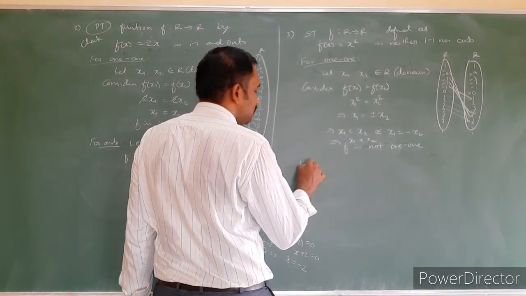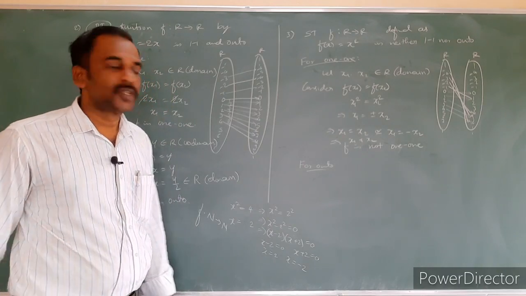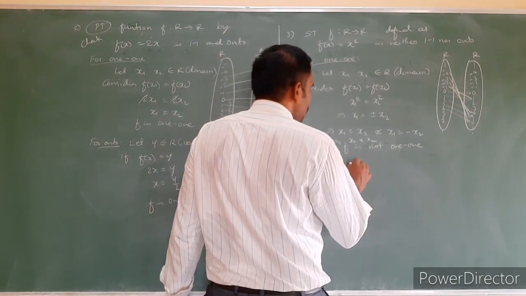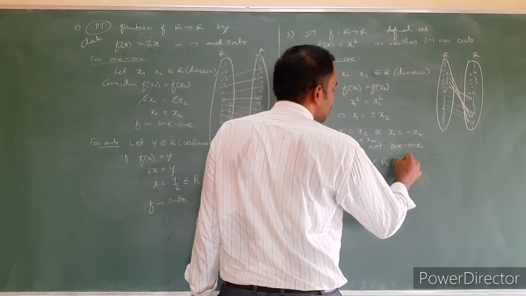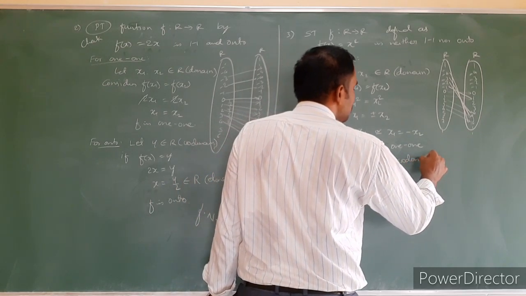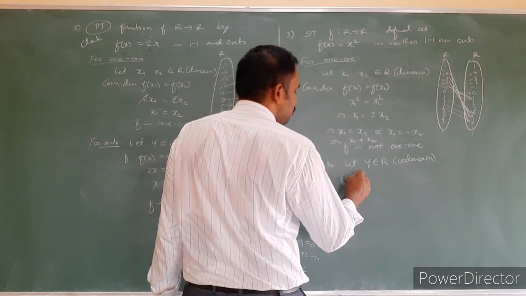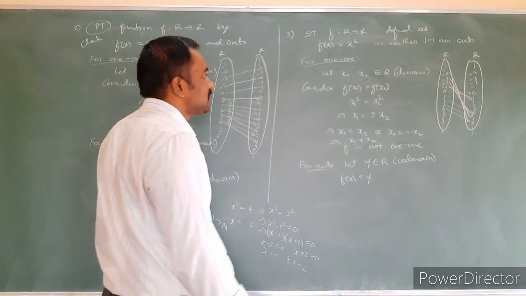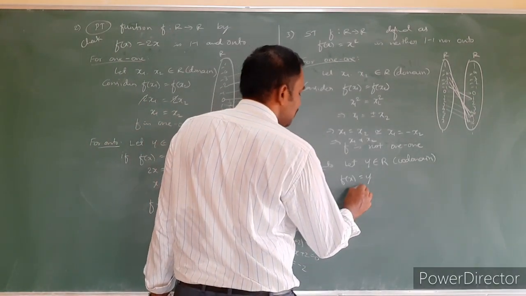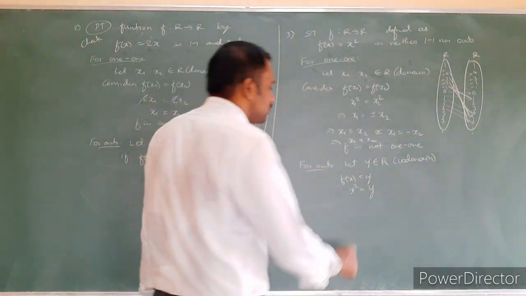Next, this is all about the 1-1. Next, go for the onto. What is onto? Let any element which is present in the codomain set R, consider if f of x is equal to y. Then replace the f of x. What is f of x? x square is equal to y.